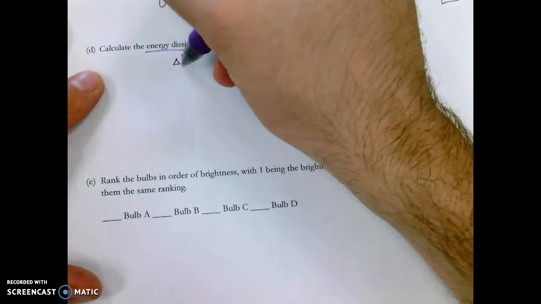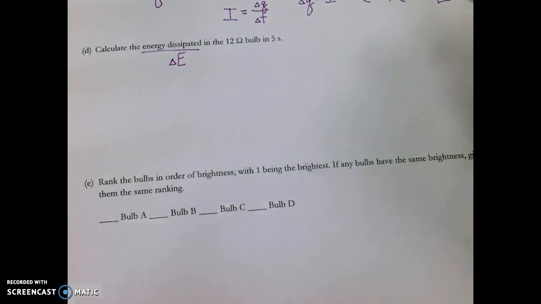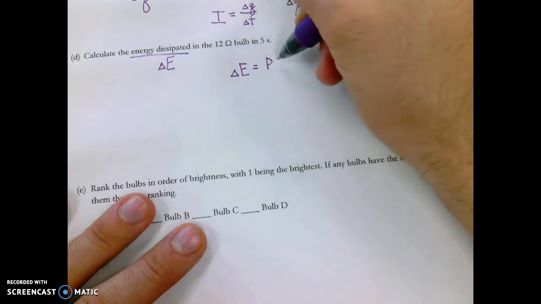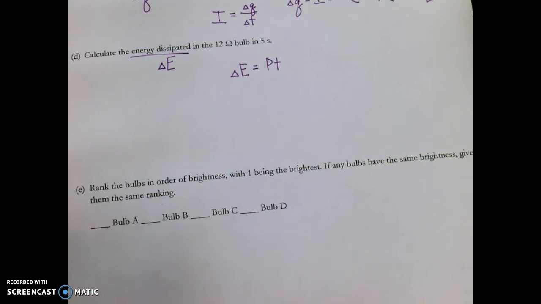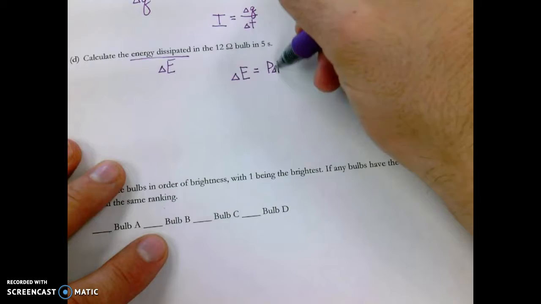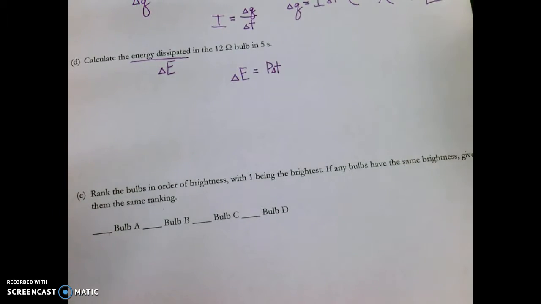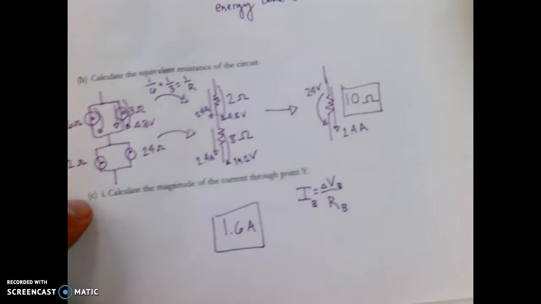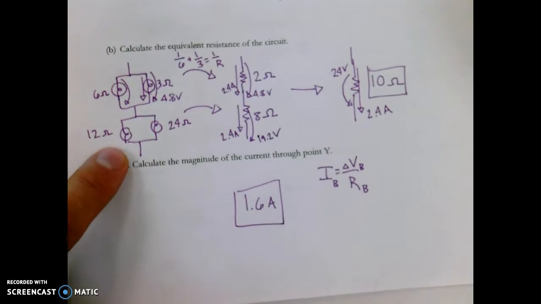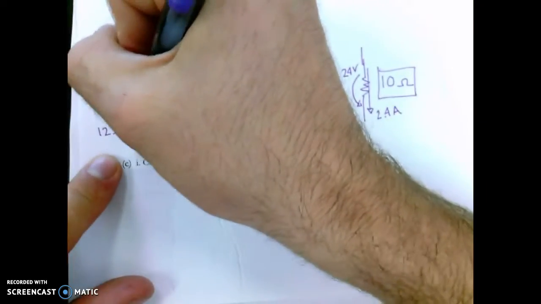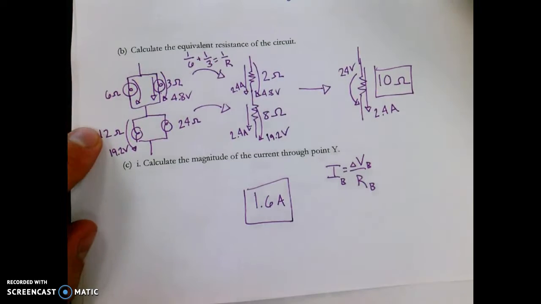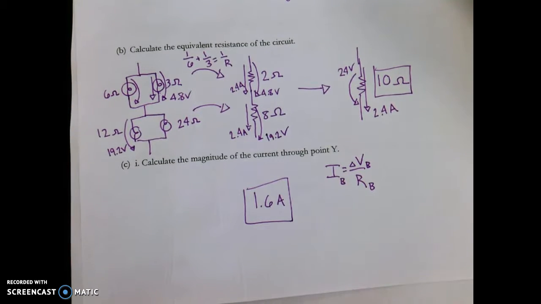D, calculate the energy dissipated. What is our change in energy in the 12 ohm bulb? Okay. I can find how much energy is dissipated by looking at the power multiplied by an amount of time. Put a delta T for an amount of time there. The power output of the 12 ohm bulb, I don't know. So I have to go back here and say, okay, this 12 ohm bulb, I look and see it has a 19.2 voltage drop. And there we are. And I've got this 12 ohms right here. That's going to work plenty good.